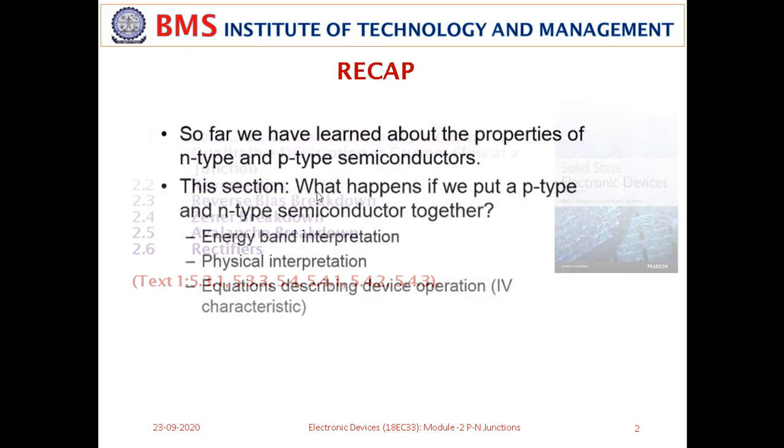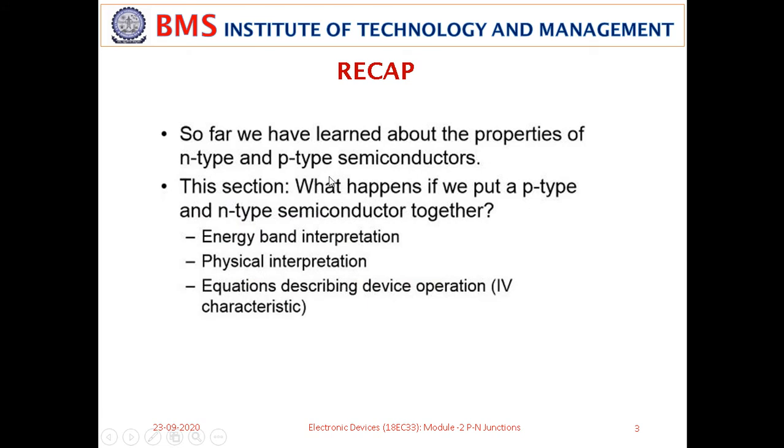Okay, so let us recap what we have discussed and understood so far. We understood the properties of n type and p type semiconductors. We defined what we mean by intrinsic and extrinsic semiconductor. Extrinsic semiconductor can be classified as n type and p type semiconductor. N type is rich in electrons, and p type semiconductor has majority charge carriers as the holes.